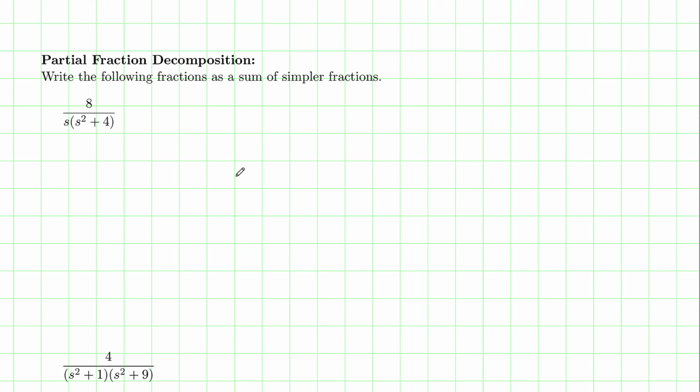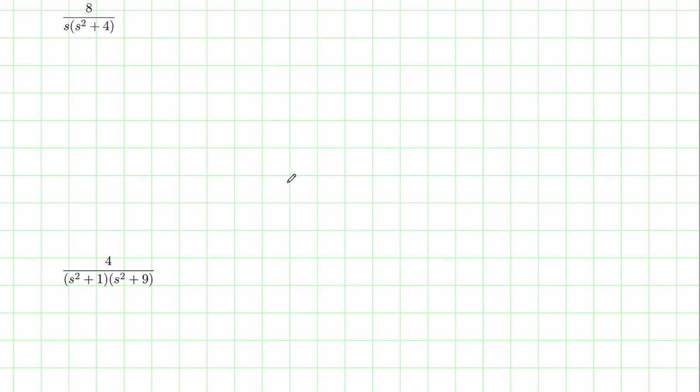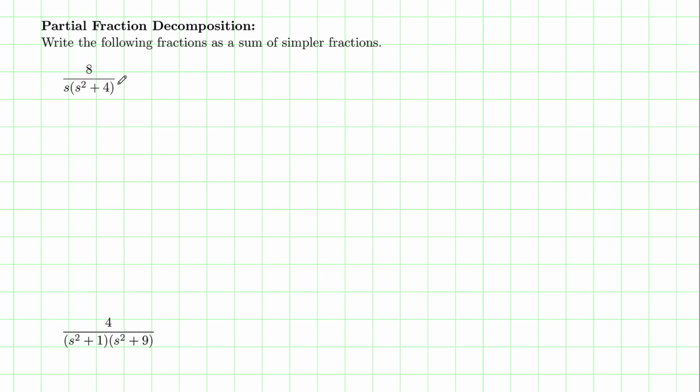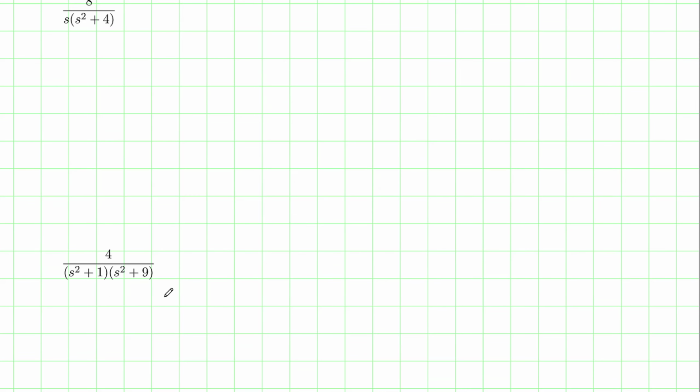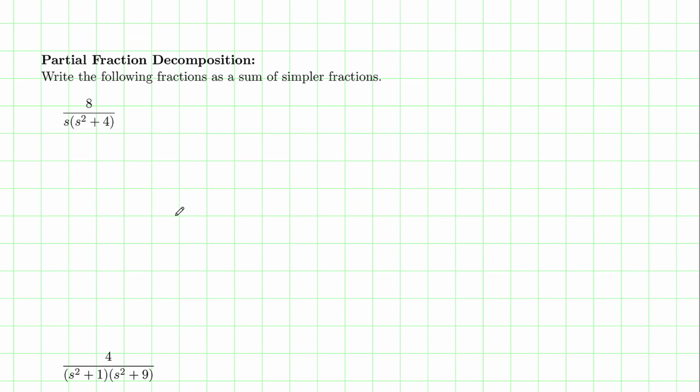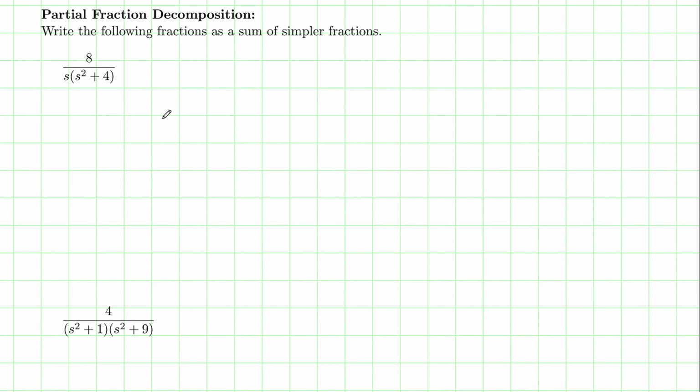Partial fraction decomposition. Write the following fractions as a sum of simpler fractions. So we got two complex fractions. Now we are writing them as a sum of two fractions because we got two factors on the bottom in each of these questions. Okay. So here the bottom is already factored. So we got s and s squared plus 4.